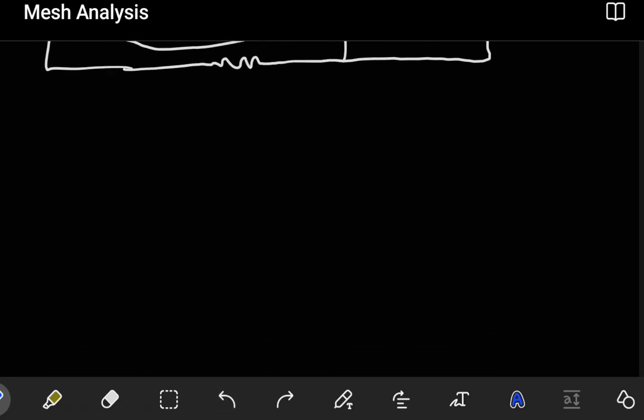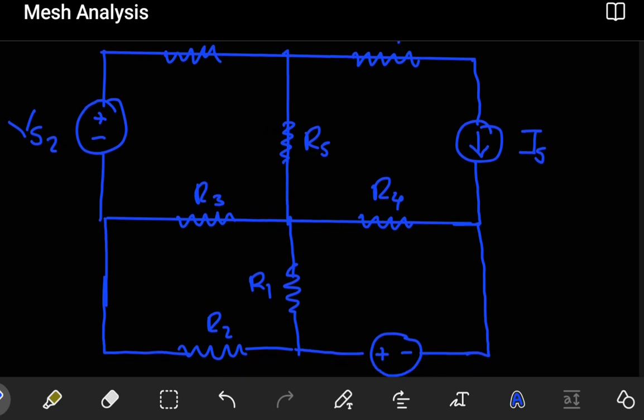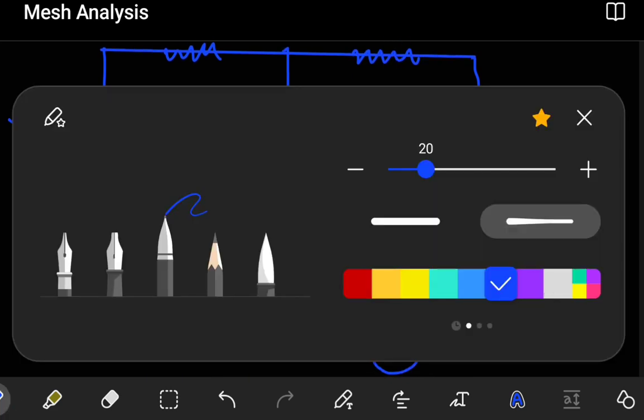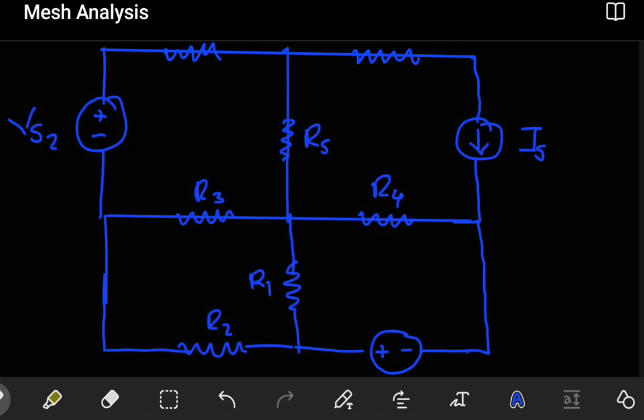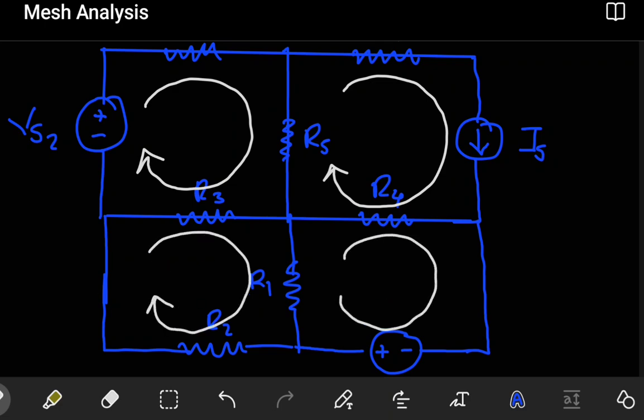Another circuit that I can give you as an example is this one. When you look at this circuit here, you notice that you can create a number of loops, but the only ones that will qualify to be considered a mesh are this loop here that doesn't have any other loop inside. This can also qualify as a mesh, it doesn't have anything inside. And then you can also have this as a mesh and also this as a mesh.